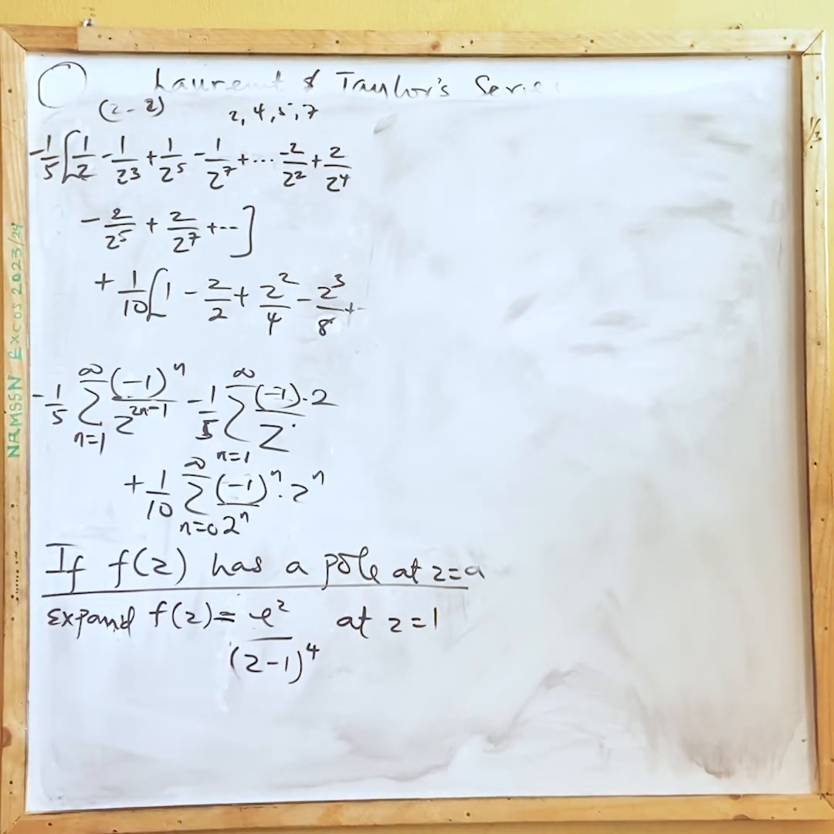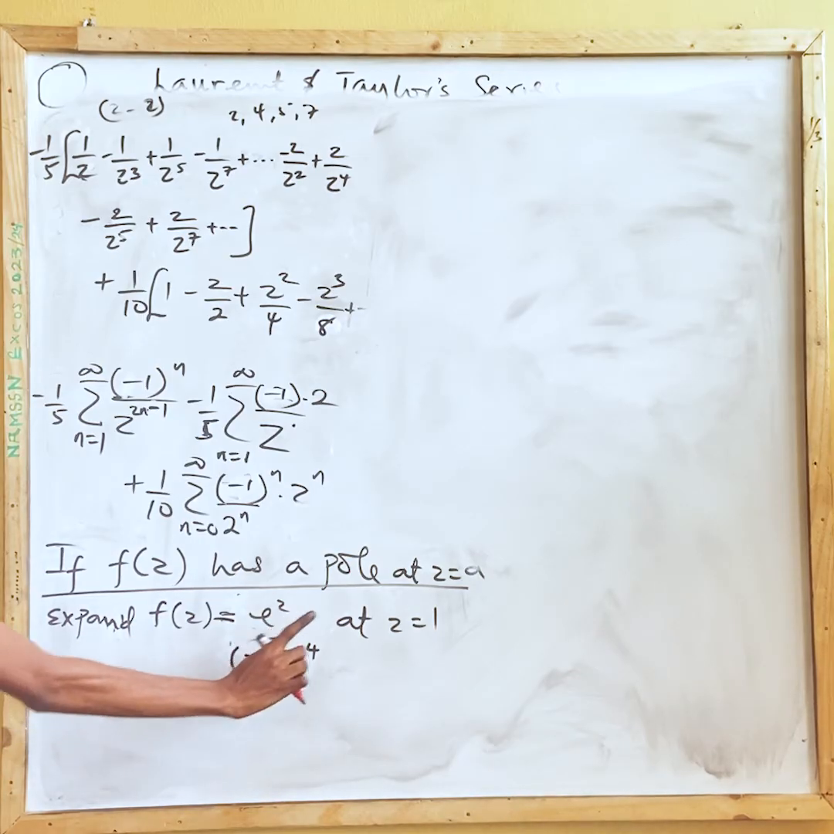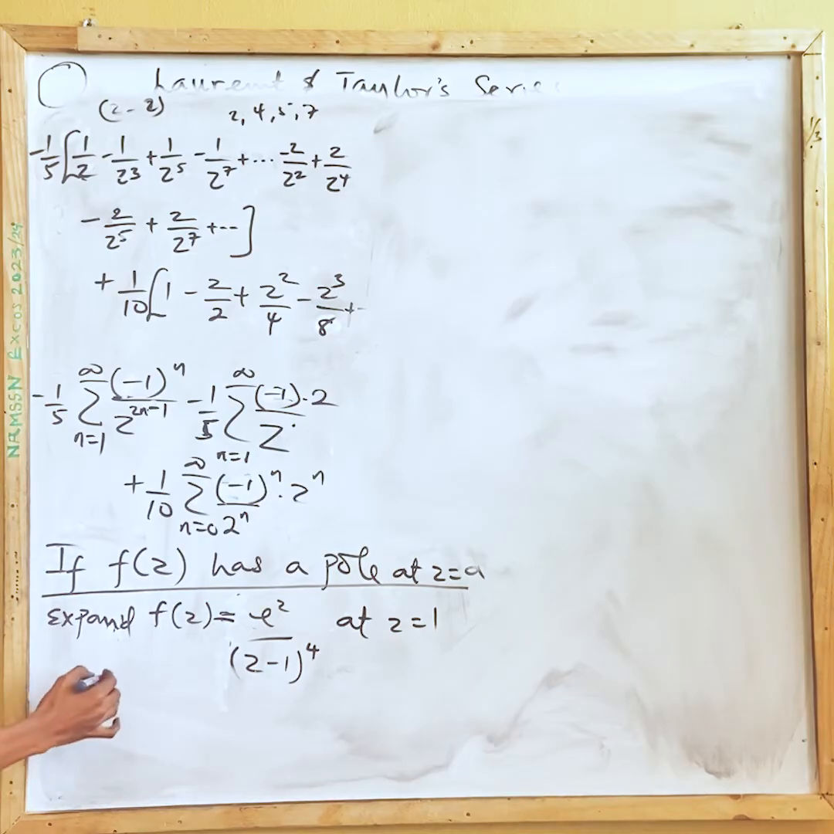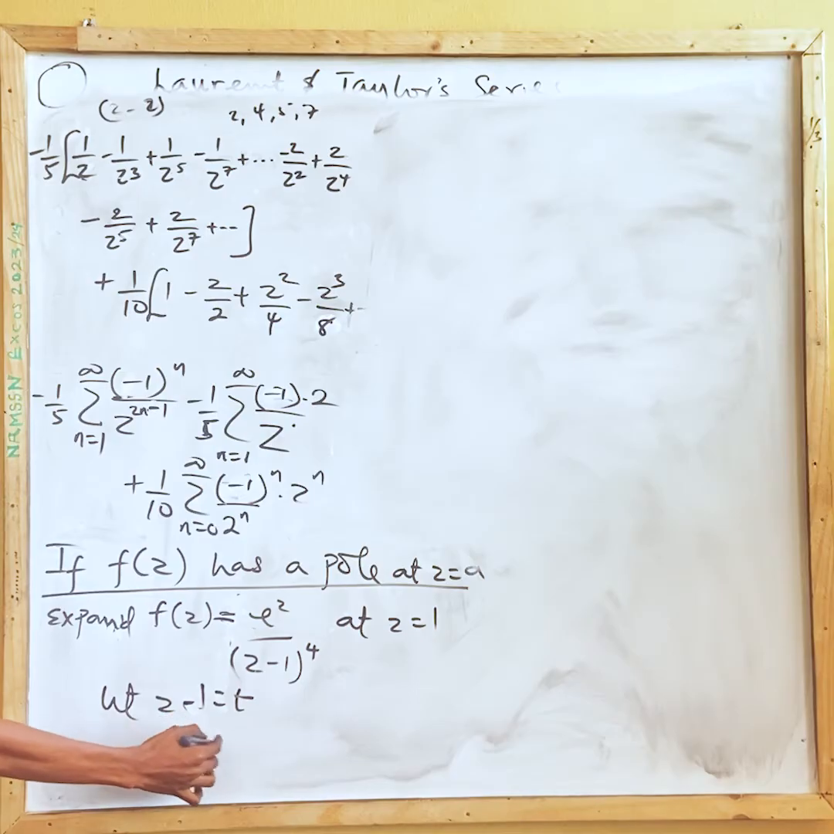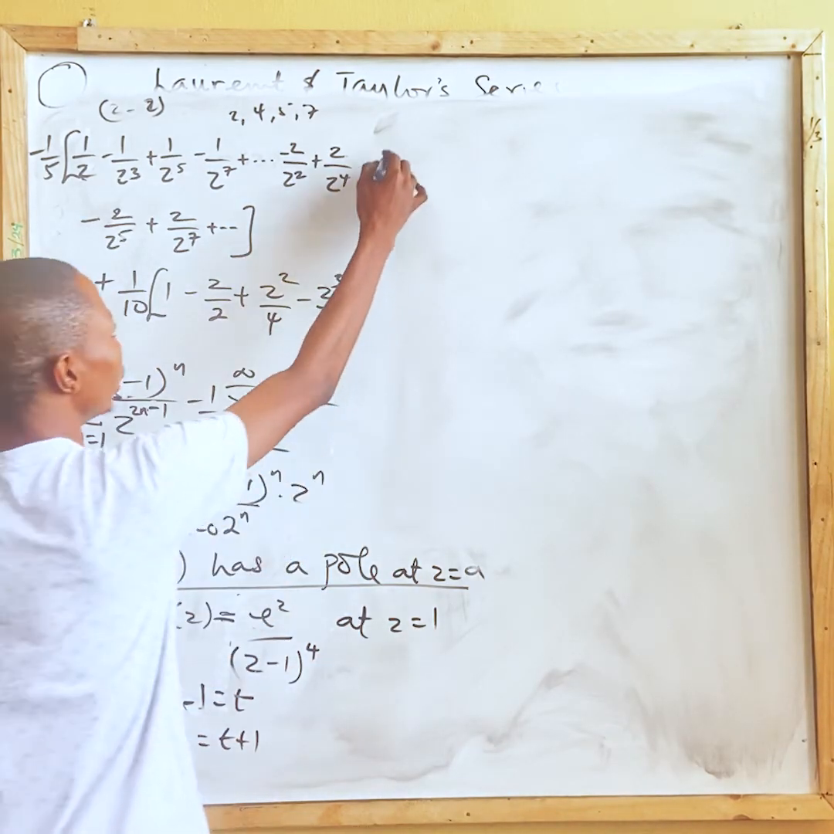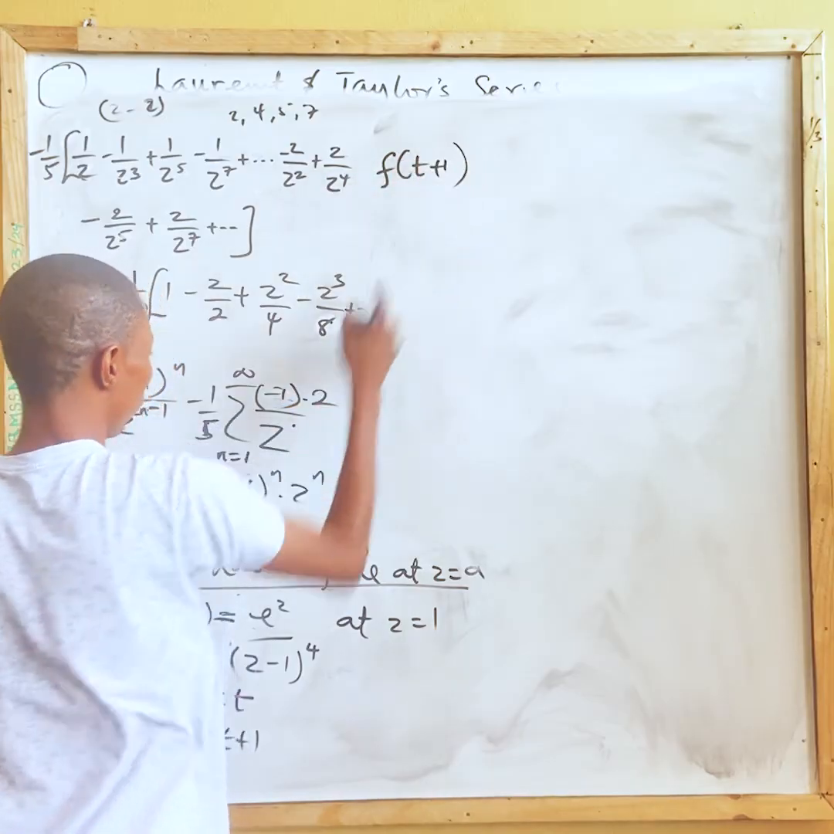Now, here we have z minus 1. We want to expand. If I equate this to 0, this function stops being analytic at z equals 1, and we want to take the expansion at z equals 1. So let z minus 1 equal t. Collecting like terms, z will be t plus 1. So the function will now be f of t plus 1 instead of f of z.